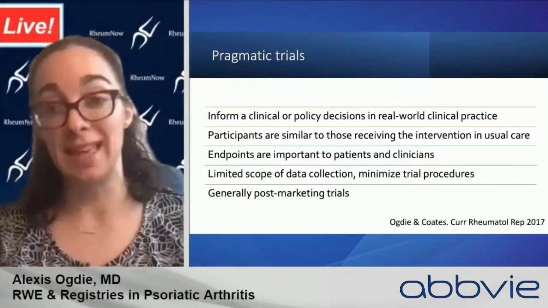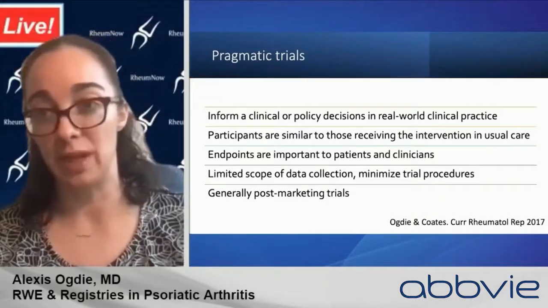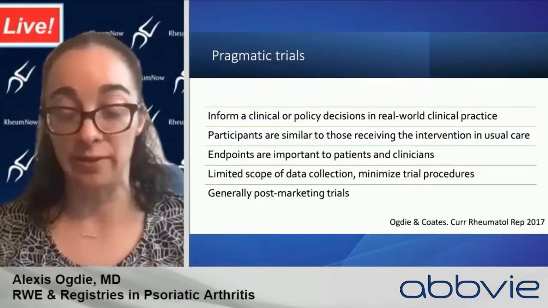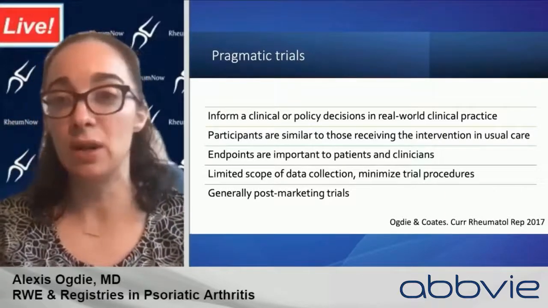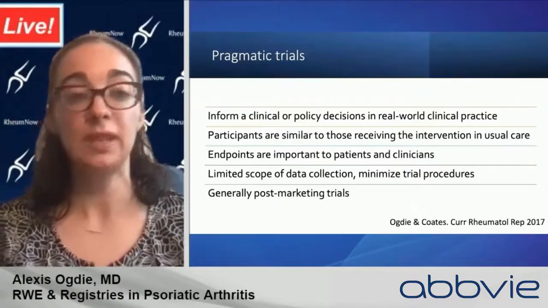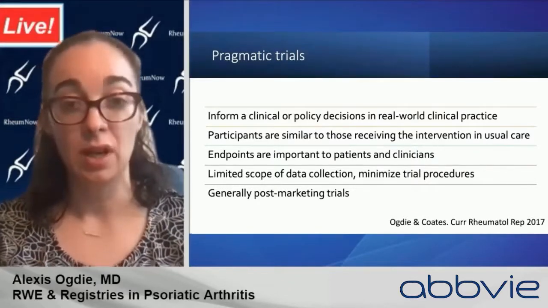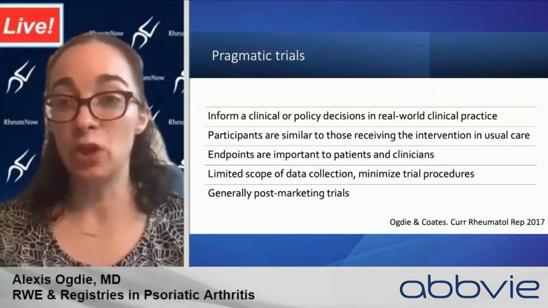So I'd say that's not the ACR20. The patient and clinician important outcome might be something like a cDAPSA, for example, in psoriatic arthritis, or minimal disease activity, MDA, things that are going to be easier to use in day-to-day clinical practice and have some component of patient outcomes. There's generally a much more limited scope of data collection.